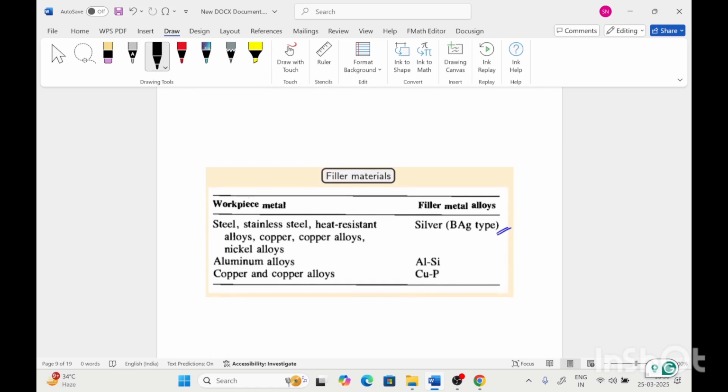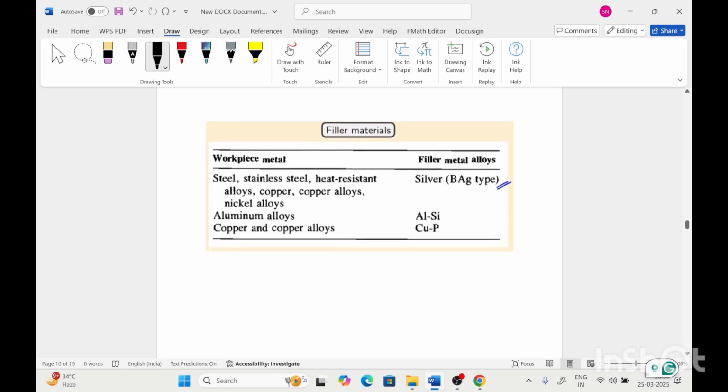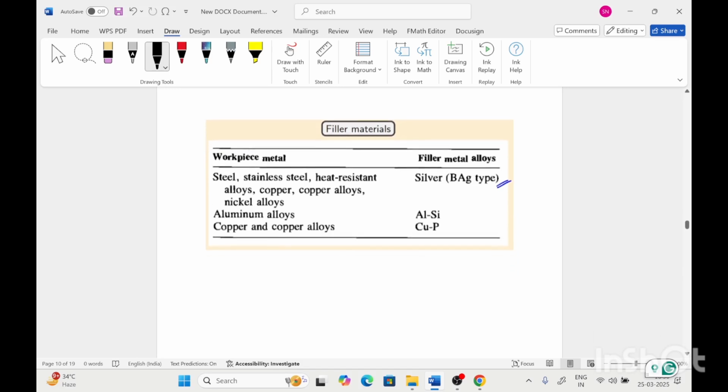The filler material we can use in resistance brazing is generally the silver alloy. For making the welding joint for stainless steel, heat resistance alloy, copper alloys, and nickel alloys, silver type filler metal alloys are used. While for aluminum alloys, aluminum silicon alloys are used, and for copper and copper alloys, copper phosphorus filler is used.